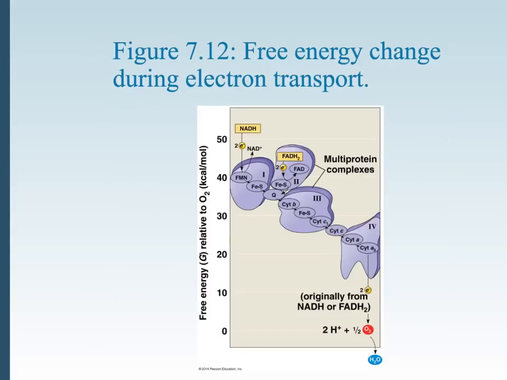So this is what it actually looks like. The CYTs that you see here are called cytochromes. They're just proteins, and we group them in these complexes 1, 2, 3, and 4.